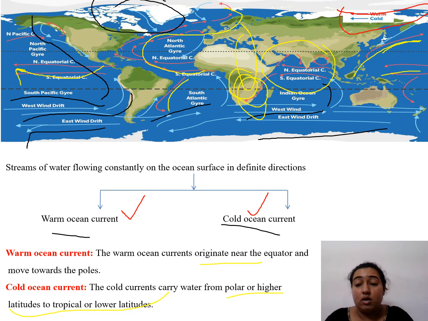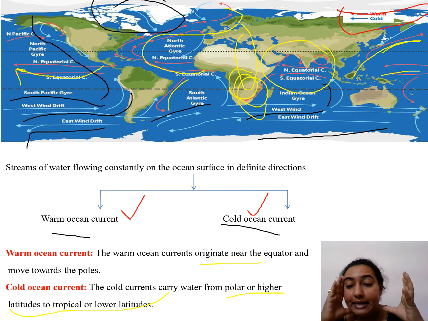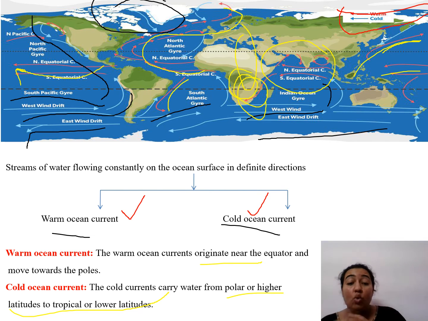Because they are snow capped polar areas. So whenever winds originate, the currents originate from those areas, coming from higher latitudes towards this portion. Because they are carrying cold currents, they are known as cold ocean currents. So this is the point of distinction.